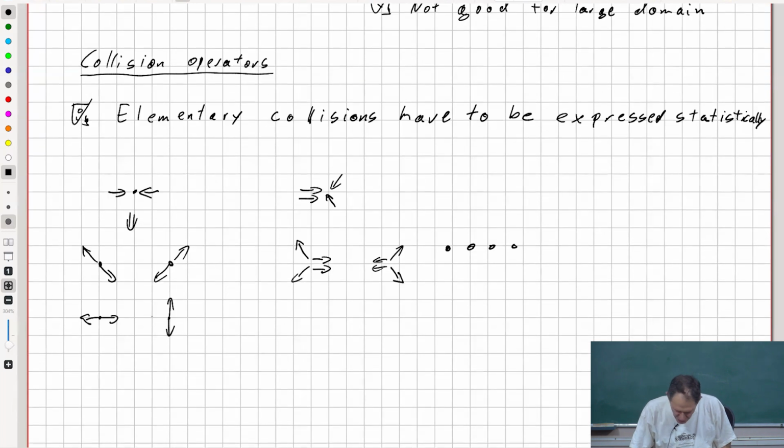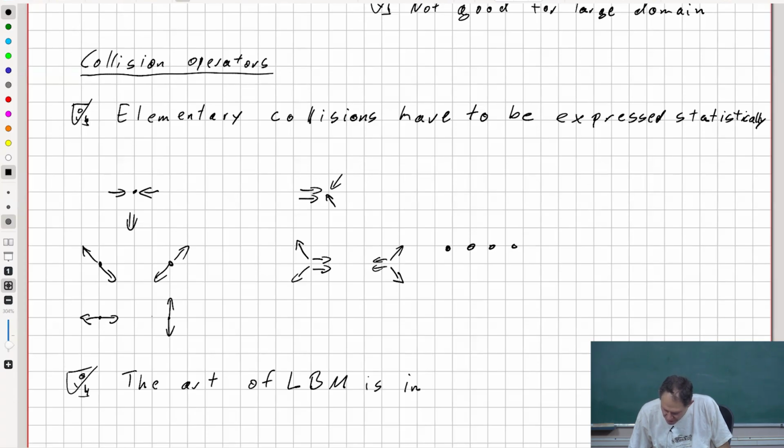Now there are different ways to do this, and the art of lattice Boltzmann is in principle in the choice of these collision operators.